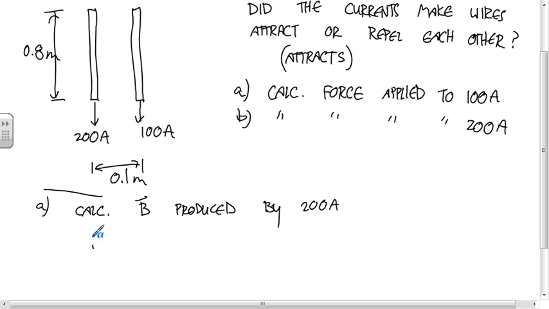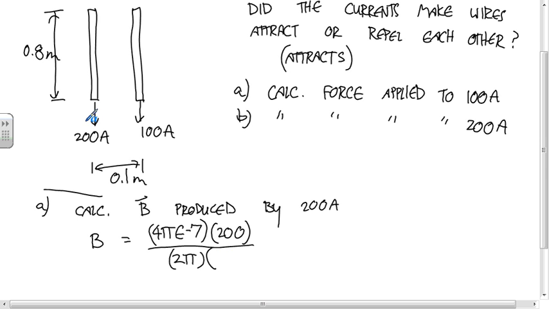All right, well, the magnitude is equal to 4 pi times 10 to the minus 7 times the current of 200 amps divided by 2 pi, and we need an R. What's our R value going to be? 0.1, yep.